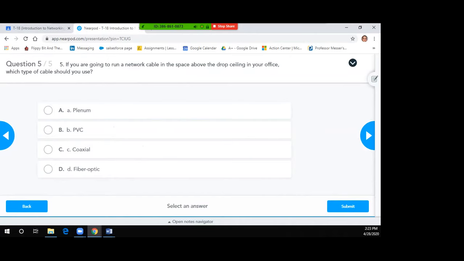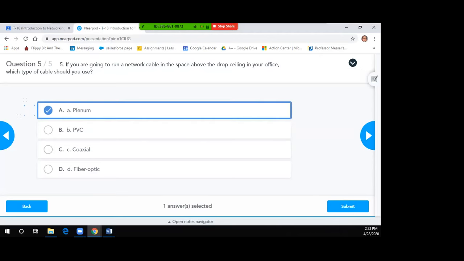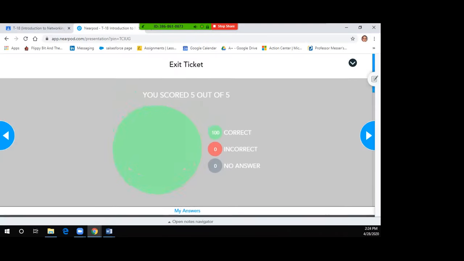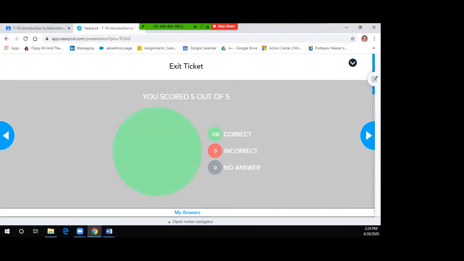If you're going to run a network cable in the space above a drop ceiling in your office, which type of cable will you use? Plenum. I agree. Plenum cable. Fiber optic or plenum? One of the two. Correct. So plenum. Any questions, doubts?